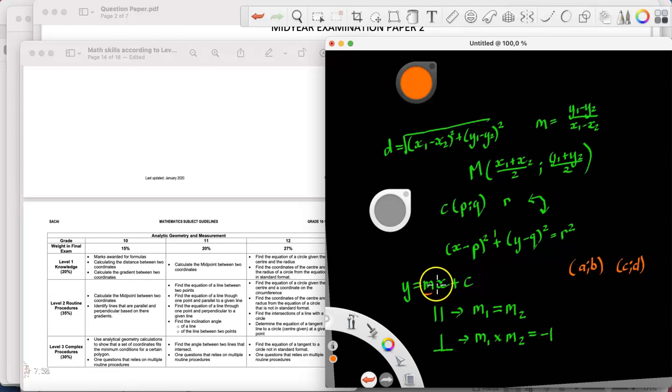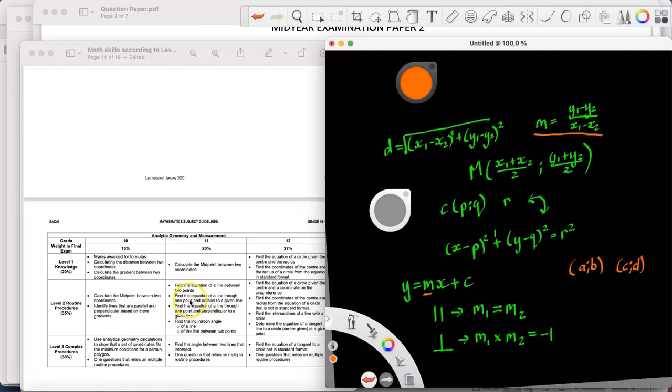How do we find the gradient? Well, we have the formula for the gradient, so we already know how to do that. And once I have the gradient, all I need to do is substitute the gradient that I got, and then substitute x and y with one of these 2 points. Then I just solve for c. So that's fairly easy, but you should know how to do that.